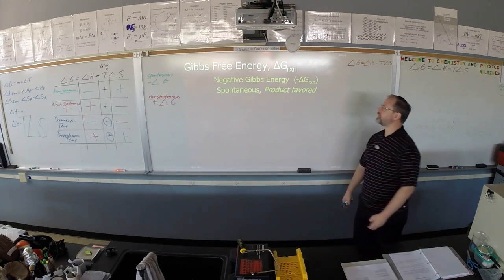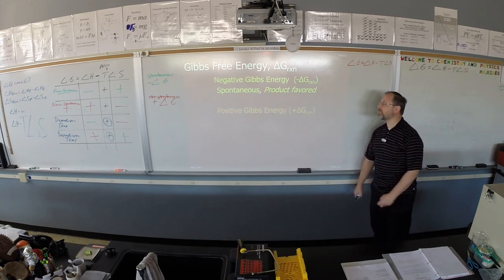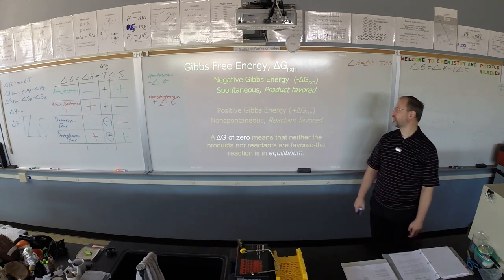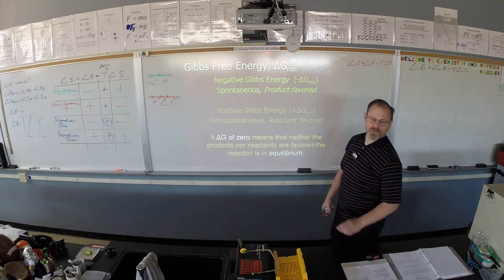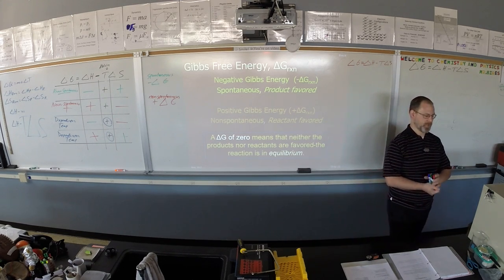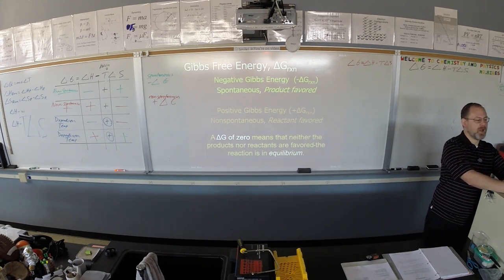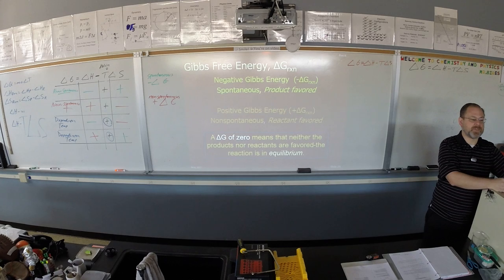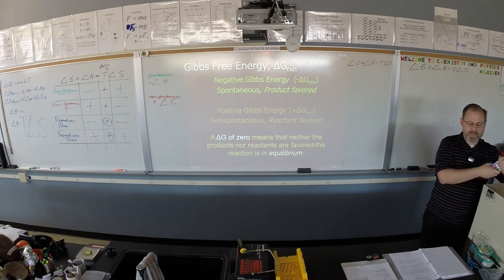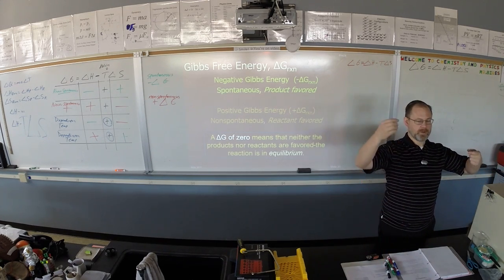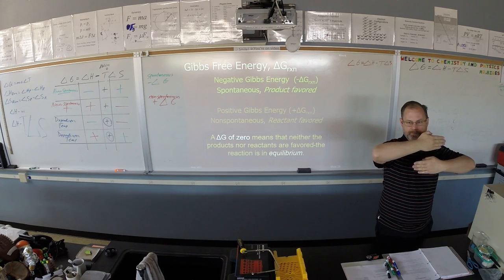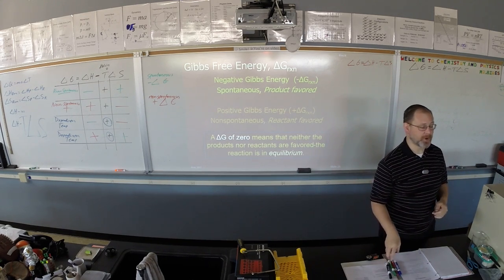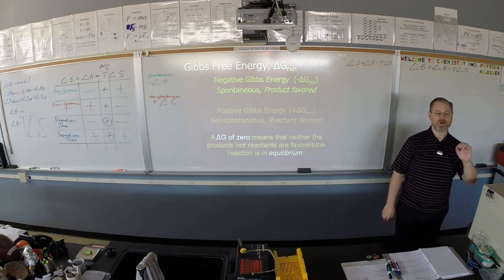Negative Gibbs free energy is spontaneous, also called product favored. Positive Gibbs energy is non-spontaneous, which is reactant favored. A delta G of 0 is kind of interesting. It means two things. A delta G of 0 means the system is at equilibrium. Remember equilibrium? Where it's going that way and that way at the same time? So a delta G of 0 means the system is at equilibrium. But it also means this.